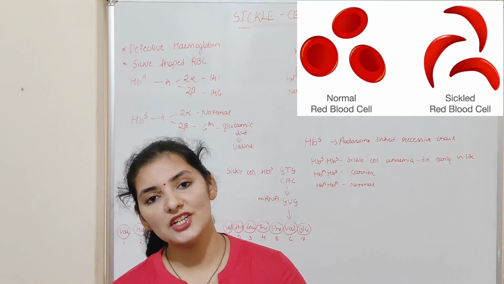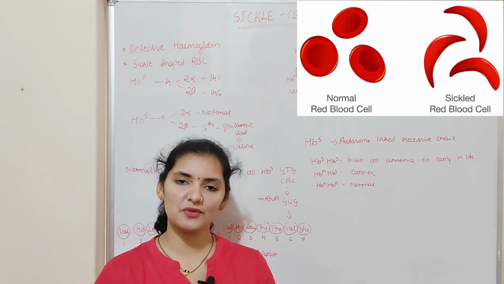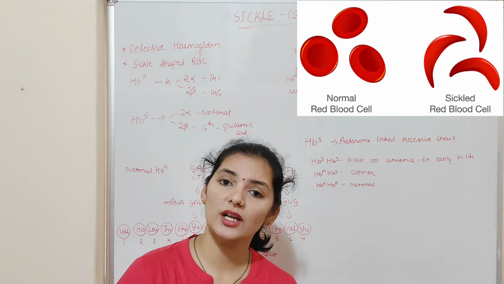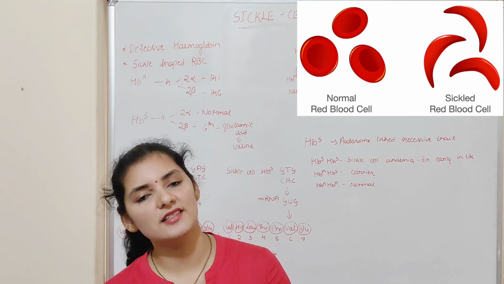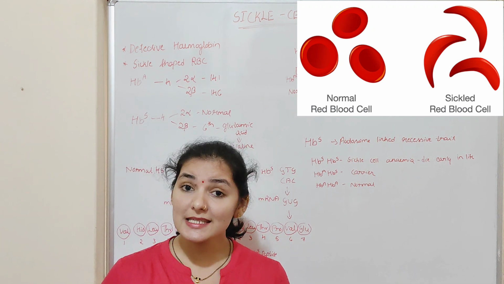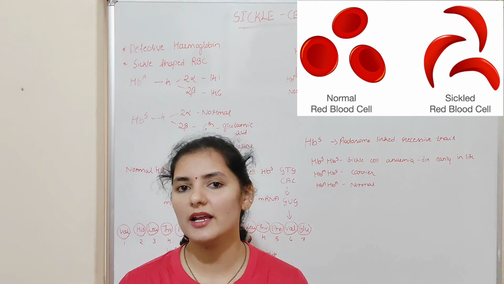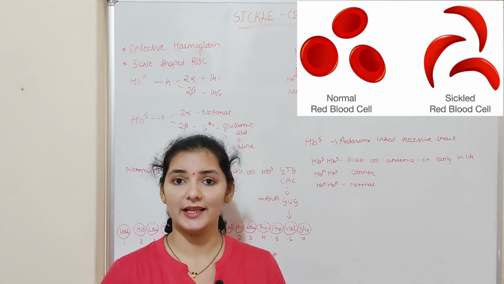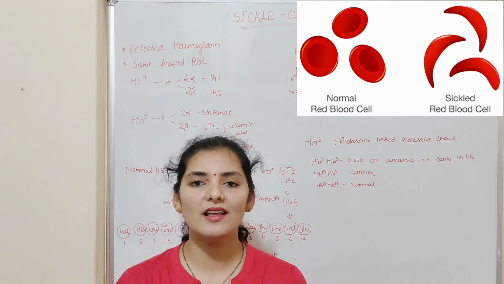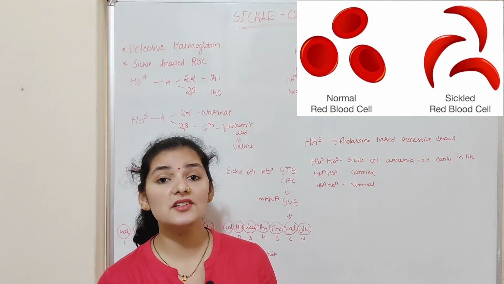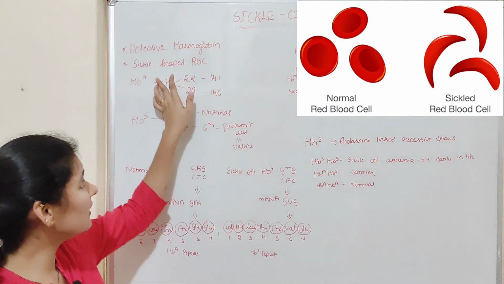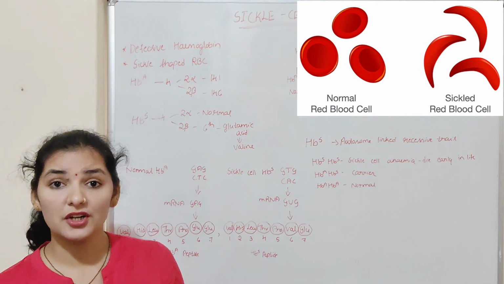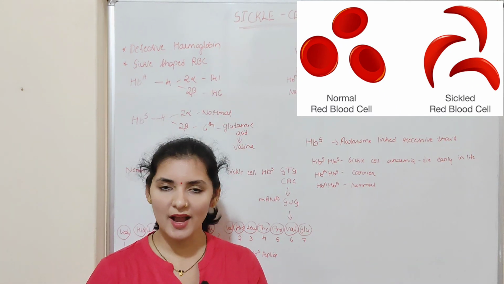Under low oxygen tension, there is a change in the structure of the RBC from the normal biconcave disc shape to an elongated sickle shaped RBC. This sickle shaped RBC, or sickled RBC, has a short lifespan of only about 20 days, and it carries very little oxygen, or the oxygen carrying capacity of this sickled RBC is reduced, due to which the patient suffers from anemia.